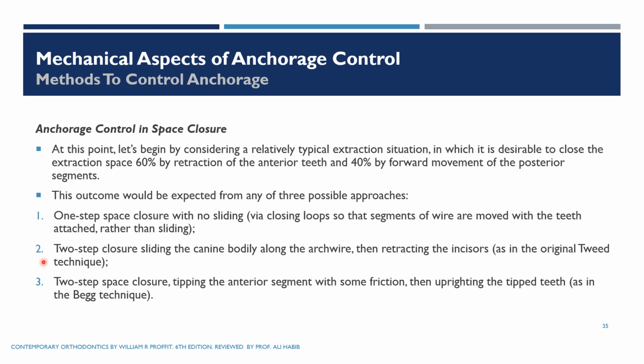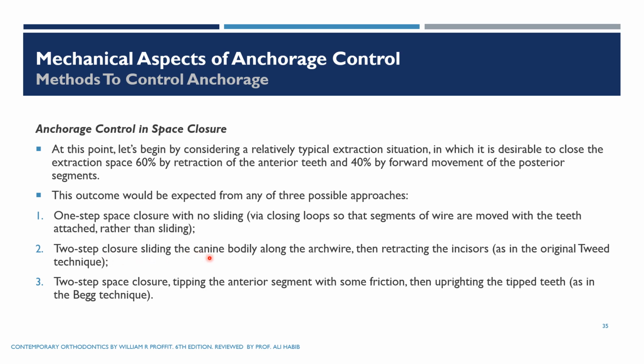So if we have a case of first premolar extraction and we want to close spaces, maybe sometimes it's desirable to close extraction spaces in the ratio of 60-40: 60% to retract anterior teeth and 40% of the space to be utilized by forward movement of posterior teeth. If we need to do this scenario, which is moderate anchorage, this outcome can be achieved in three possible ways. Either we do one-step space closure with no sliding, with just T-loops, closing loops, to move the anterior teeth back. Using this en-masse retraction with closing loops will achieve what we are planning for: 60% retraction of anterior and 40% of posterior teeth.